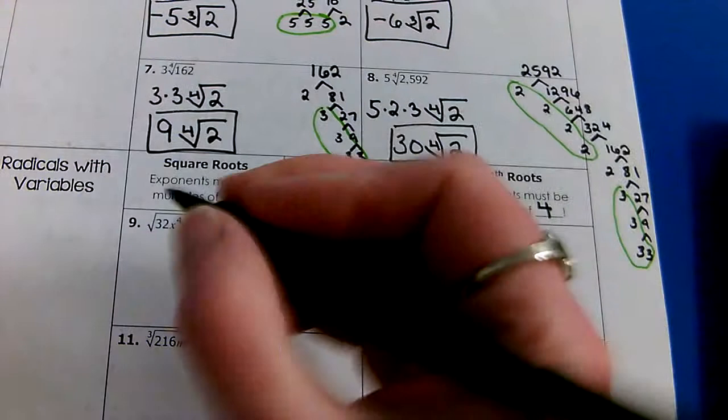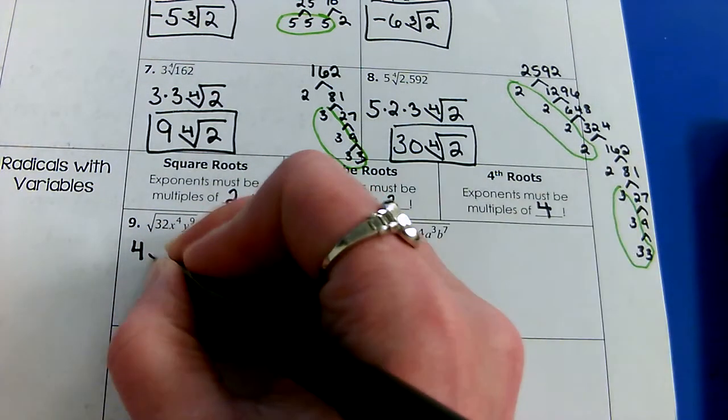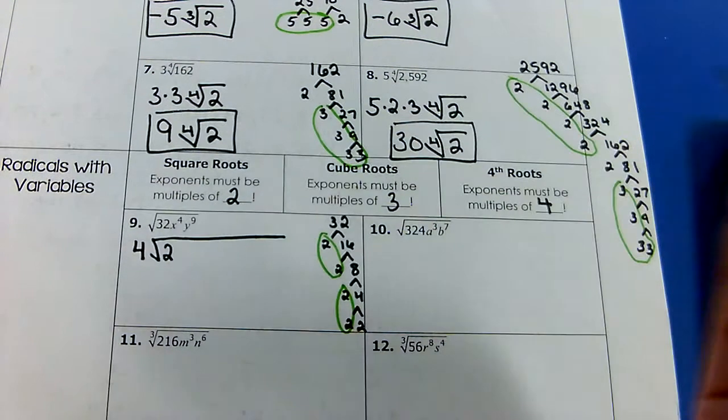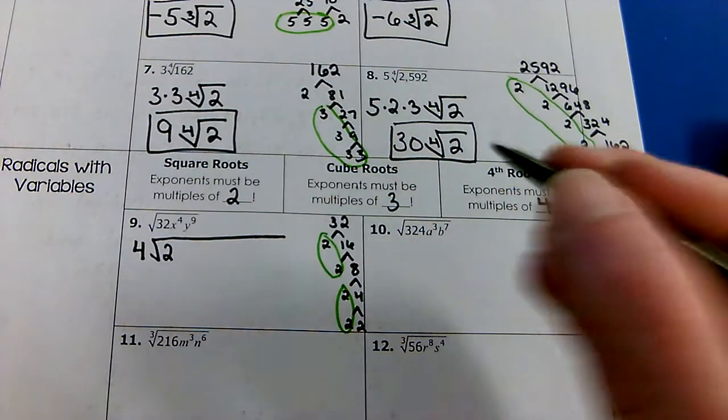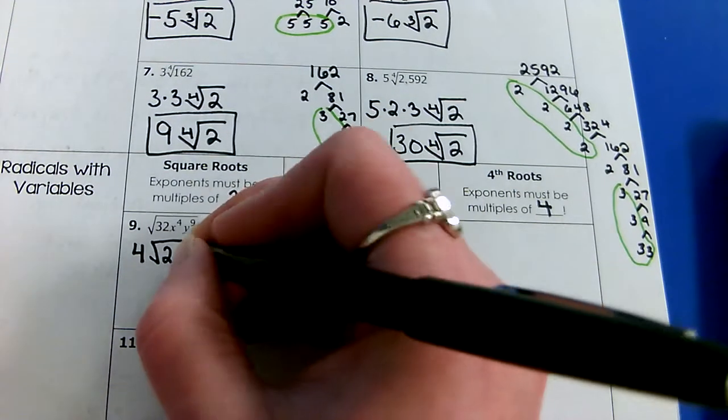So a 2 and another 2 get to come out. So I'm going to have a 4 out here and a 2 left under. Now, I'm going to talk about the variables. And I'm doing this first one really long.